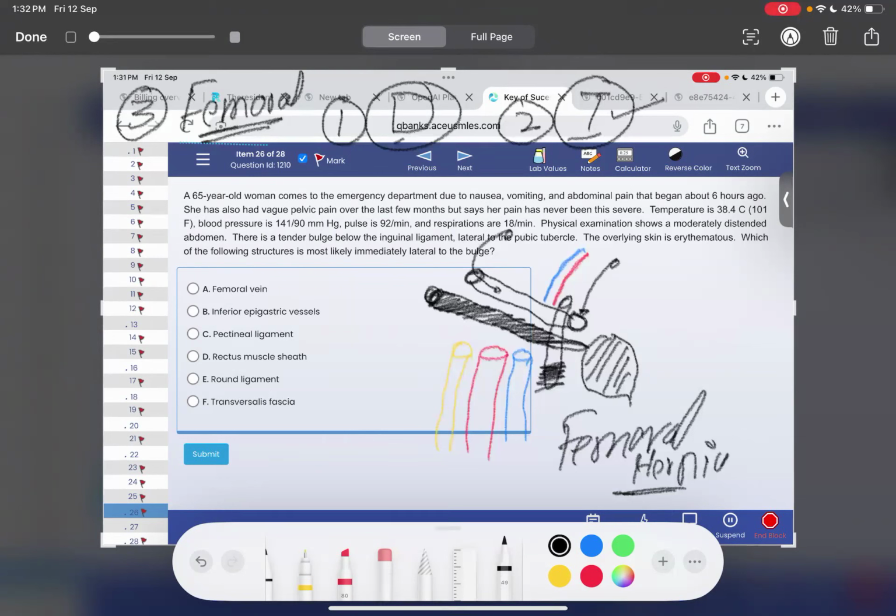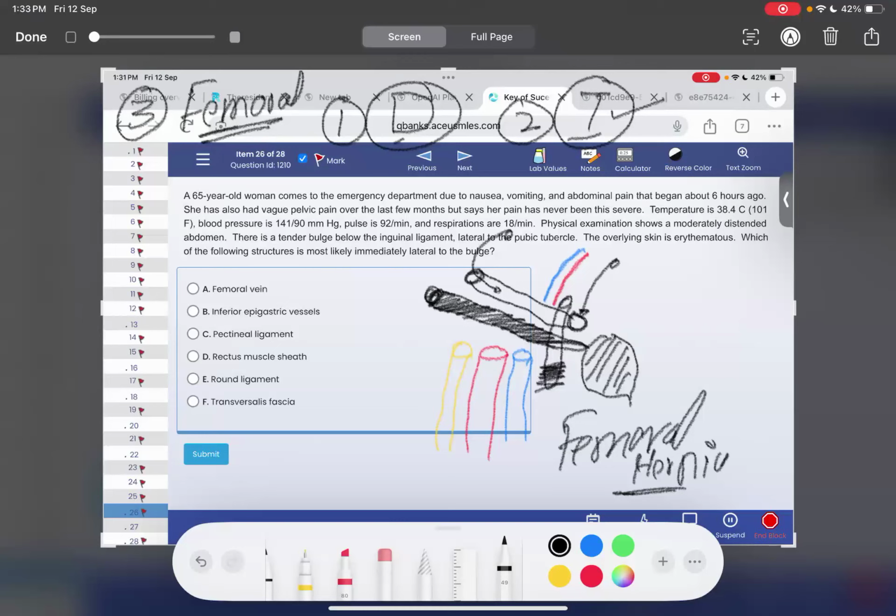It's not disturbing the deep inguinal ring, not disturbing the superficial inguinal ring. It is going below the inguinal ligament. So if it goes below the inguinal ligament, it's a femoral hernia? Yeah, it's a femoral hernia.